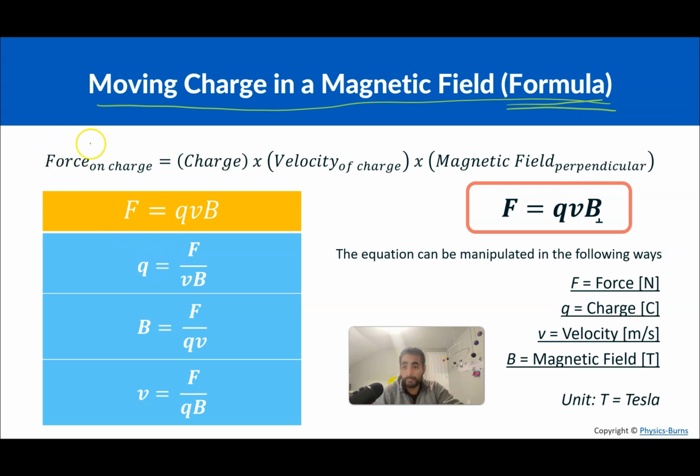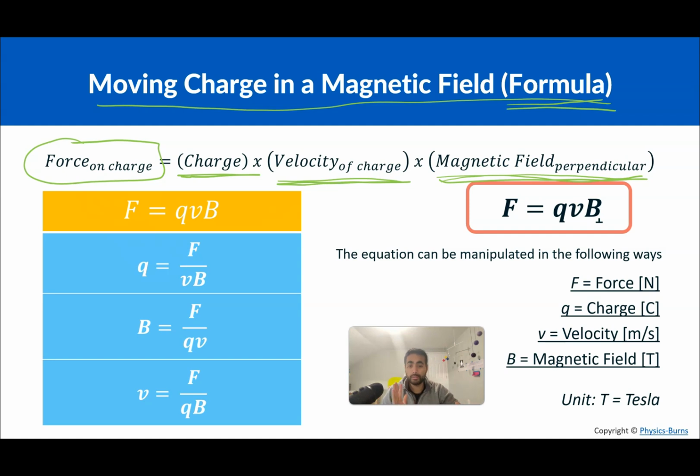So here's the formula. The force on a charge from the magnetic field is equal to the charge, how big the charge is, and like we learned before, the bigger the charge is, the more force there's going to be. The velocity of the charge, and the faster it's going, the more force there is going to be on the charge. And the magnetic field that's perpendicular. The stronger the magnetic field is perpendicularly, the more it's going to have a force on the charge.